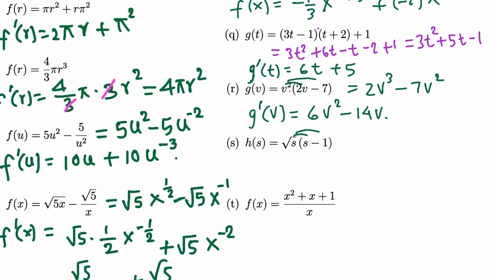Next we need to distribute here as well. Root s is s raised to 1/2, okay, and when we multiply inside, this is s raised to 1/2 times s, which means s raised to 1. Now we need to add the exponents, so 1 half plus 1 is 3 halves. So when we distribute, this becomes s raised to 3 halves, minus root s times 1, which is just root s, which is s raised to 1 half.